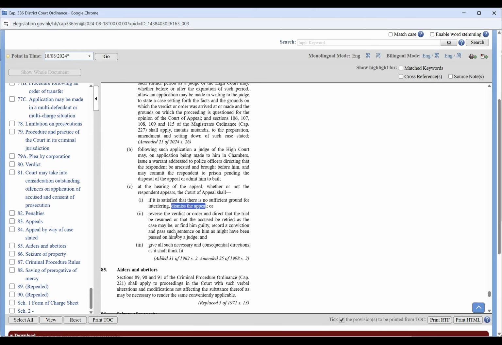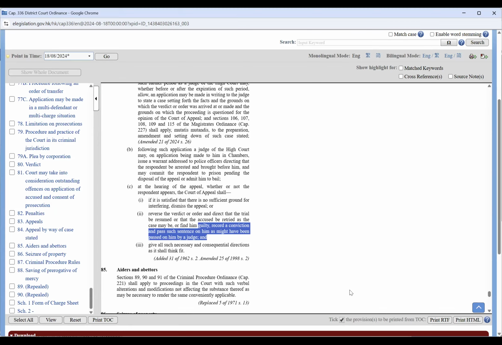Now, this is the real controversial part of subsection C, because this is giving the Court of Appeal the power to convict a defendant even where they have not heard the testimony from the witnesses, right? Because remember, the Court of Appeal doesn't have witness testimony. It's just looking at the grounds of appeal on paper, okay?